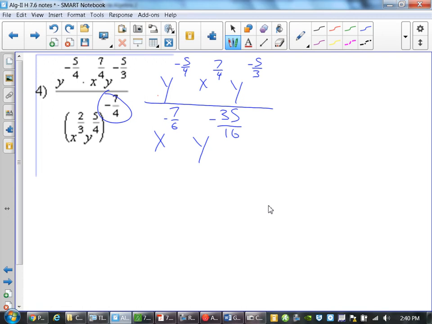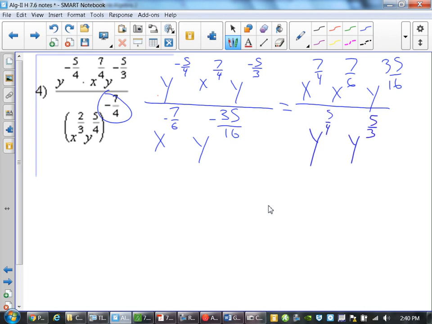Two y's come down. It's a whole hodgepodge of junk. So we get x 7/4, x 7/6, y 35/16, y 5/4, y 5/3. All right, and now worry about your simplifying.